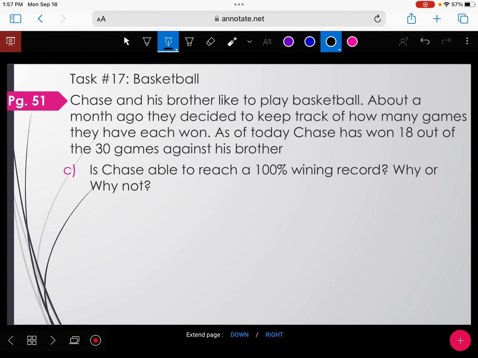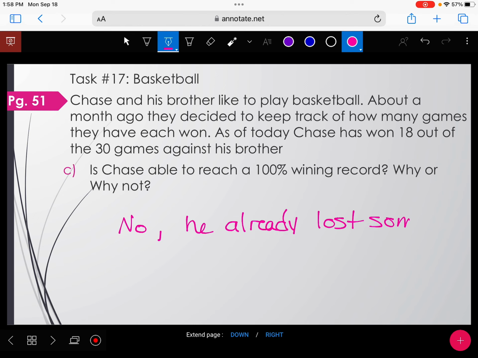So let's look at part C and think about this one. Is Chase going to be able to reach a 100% winning record? Why not? He already lost some games. So no, unless they restart. He can get like 99%, 99.999%. But there is no way to get 100 because 100 is perfect. Perfection. And he's already lost some.